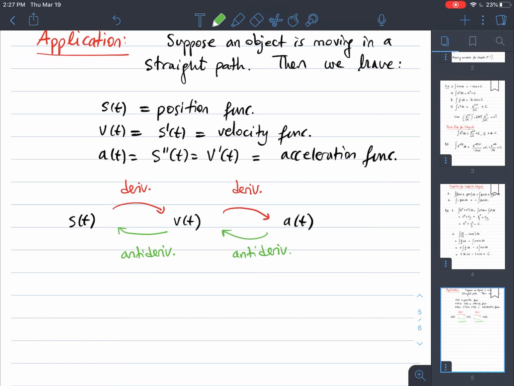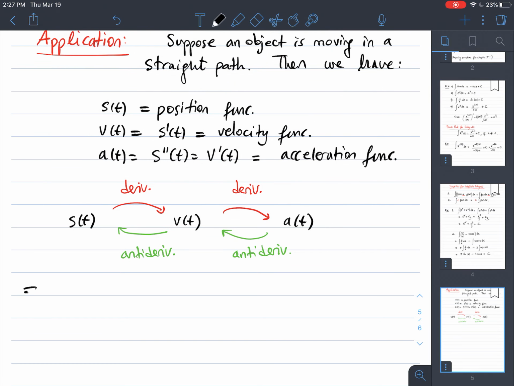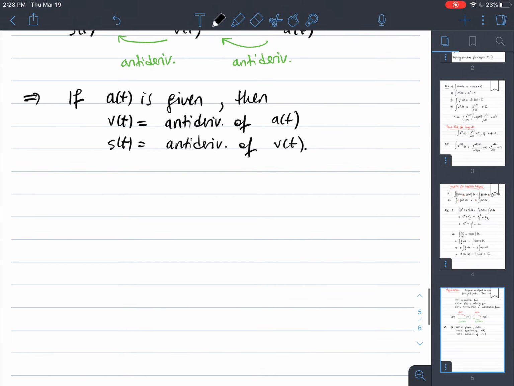So this means that if a(t) is given, then v(t) is an antiderivative of a(t), and s(t) is an antiderivative of v(t). So let's do one example in this setting.